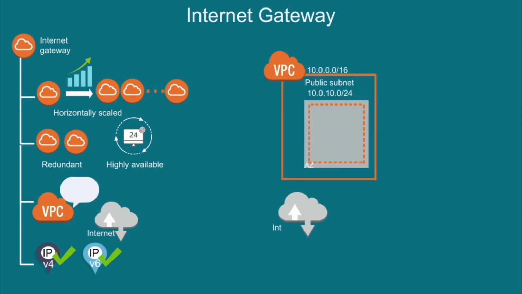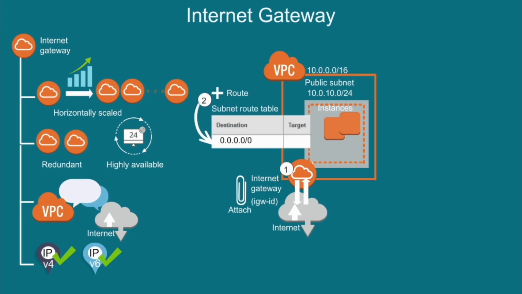To enable Internet access for instances in a VPC subnet, you must attach an Internet gateway to your VPC. Add a route to your subnet's route table and point your route table to the Internet gateway. Make sure your instances have a public IPv4 address, IPv6 address, or elastic IP address.